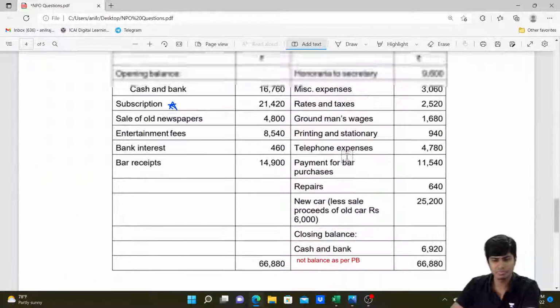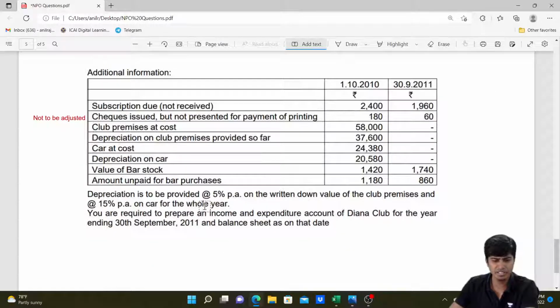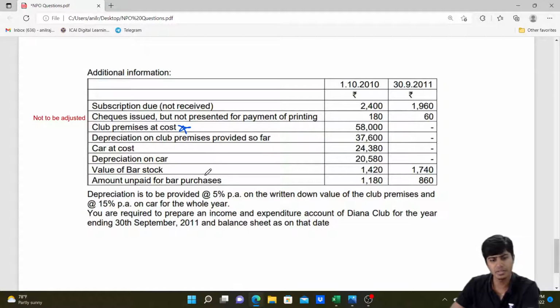Then we have club premises. 58,000 is the opening. I don't think there is anything here. There might be depreciation here. There is some depreciation here. So we'll write this in the inner column and then depreciate. We'll put the star here only. See, here only there is accumulated depreciation. We'll adjust it. Then we have car at cost.